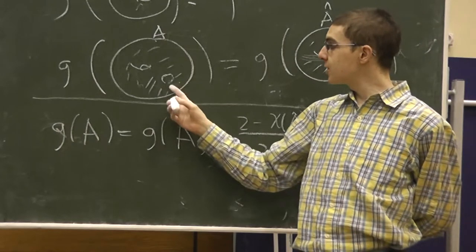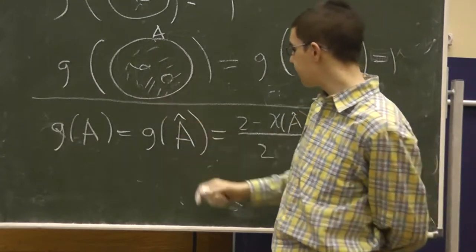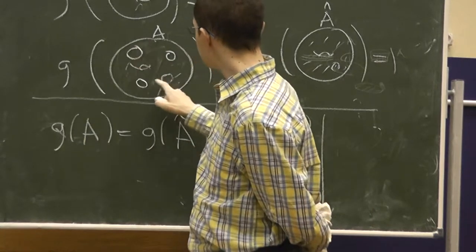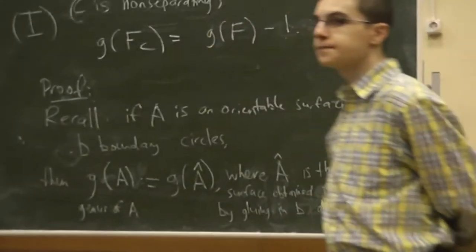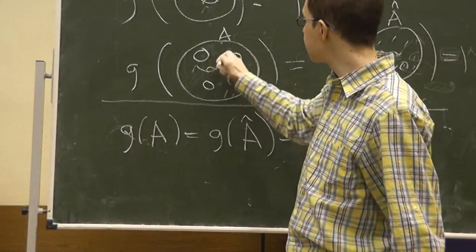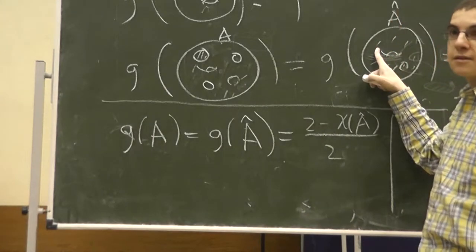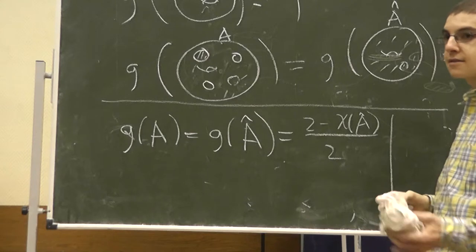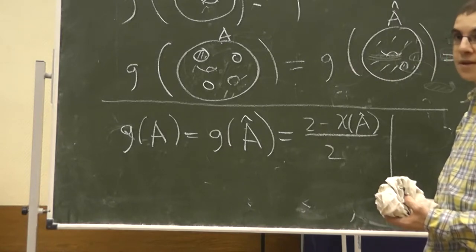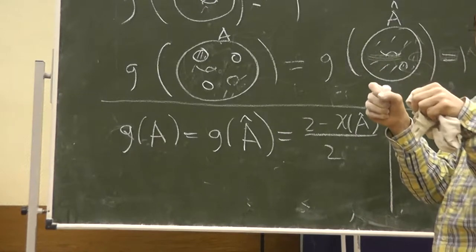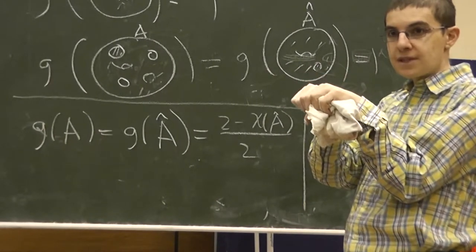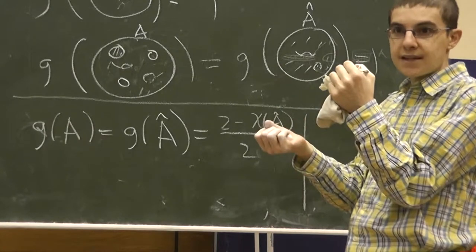Looking at A, we glue in a disc for each boundary component. So if we had B boundary components, 1, 2, 3, 4, B boundary circles. Okay. How does the Euler characteristic change when we glue in a disc to get over here? You attach a disc along a circle. What did we just say before? If we have two surfaces that intersect along circles, then the Euler characteristic of gluing the two together along that circle is the same as the Euler characteristic of one plus the Euler characteristic of the other.